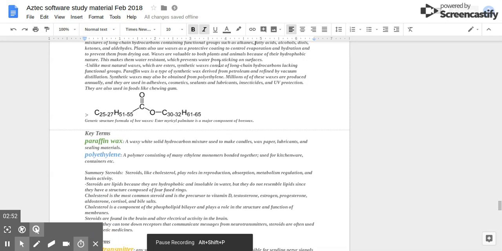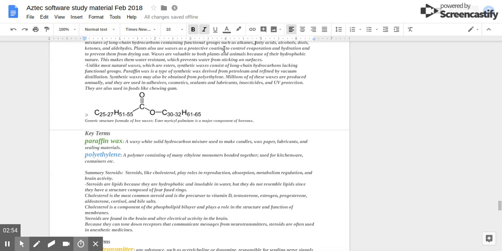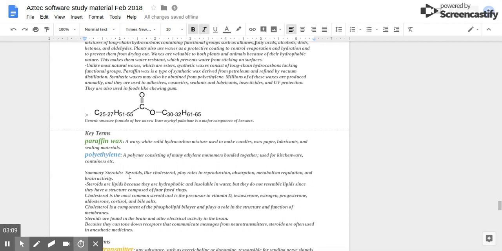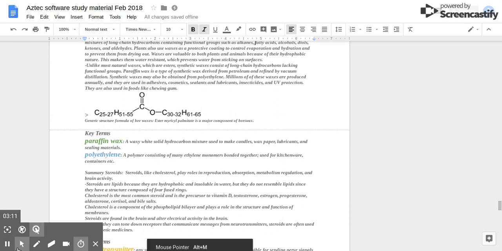So the coating of waxes controls evaporation and hydration, prevents animals and plants from drying out. Therefore, they're valuable for this reason of water resistance due to their hydrophobic nature, waxes in plants and animals. They are natural as well as synthetic.